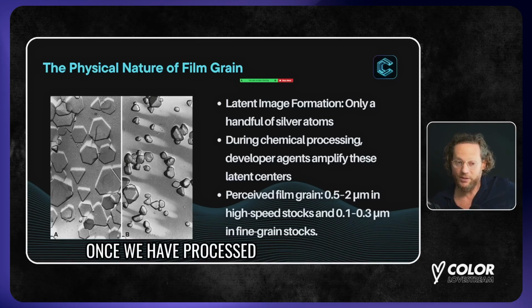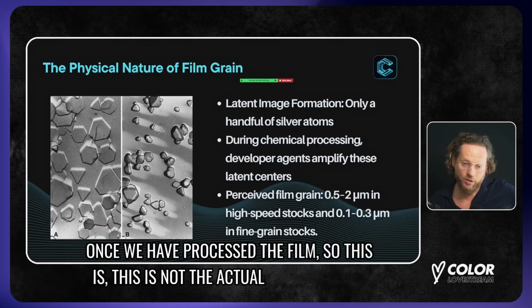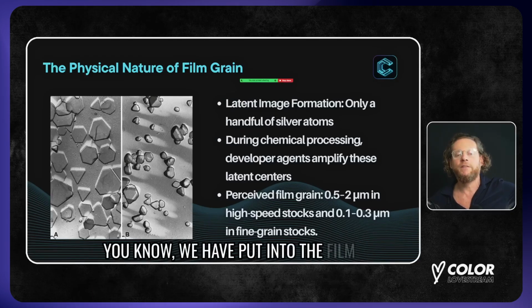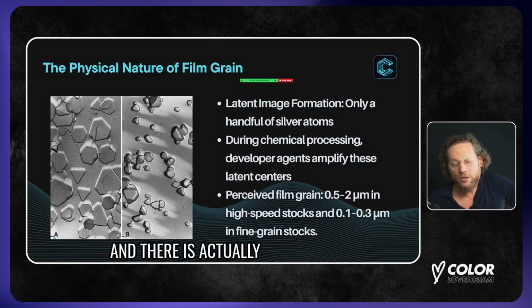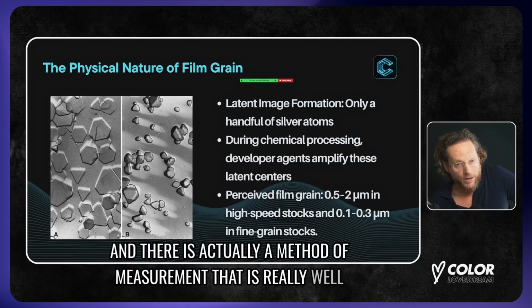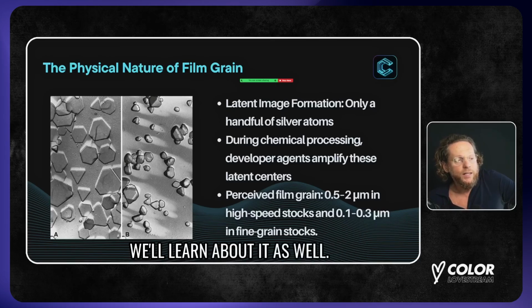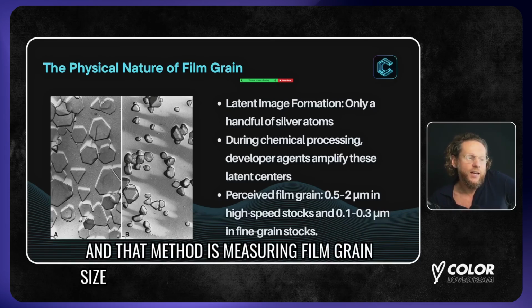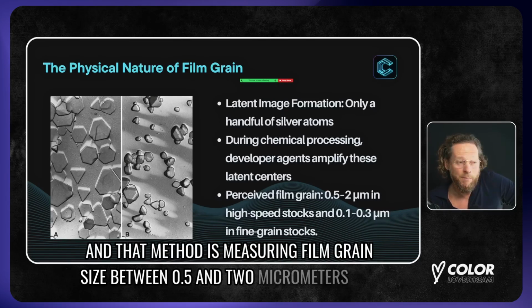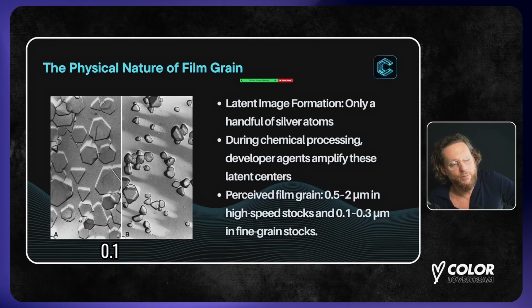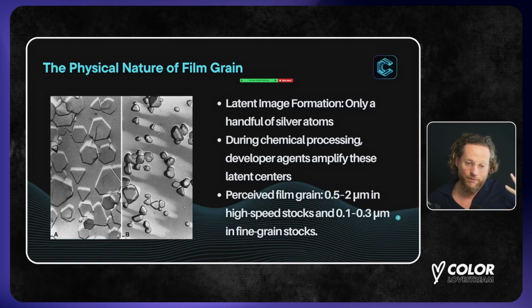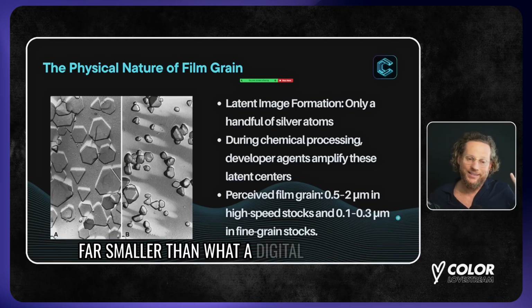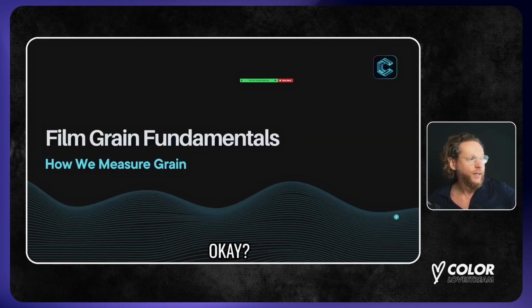Once we have processed the film, so this is not the actual material that we put into the film negative. This is after the photochemical processing, and there is a really well-established method of measurement. We'll learn about it as well, and that method is measuring film grain size between 0.5 and 2 micrometers, and 0.1 and 0.3 for the fine grain stocks. I want to make sure you understand this is still far smaller than a digital photosite.